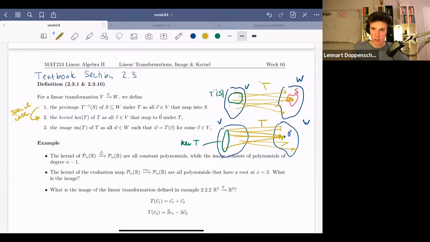Well, and the image of T is just the collection of vectors in the target space that get hit by some arrow. In words, I would say that these are all the vectors such that for some v in the domain, they are the image of this vector under T. I feel like I've talked a lot about this definition. Yes, some people call this range. This is correct.